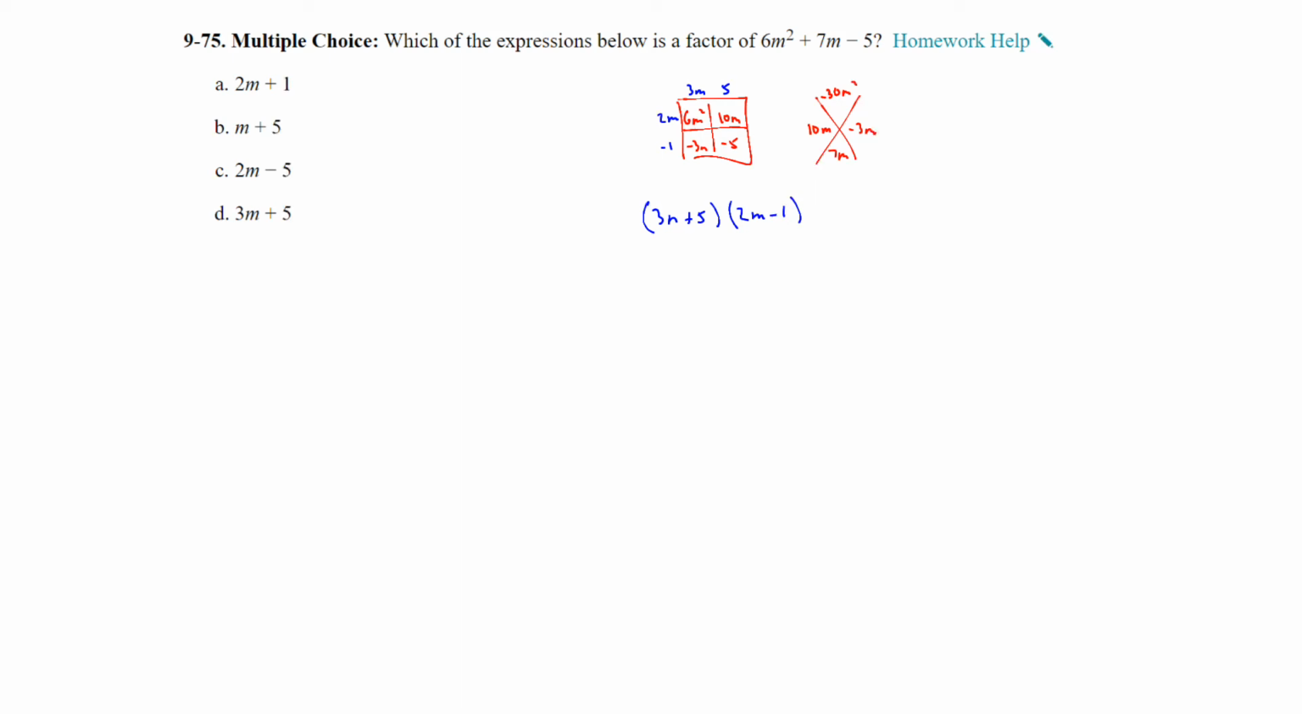So take a look at our choices here. 2m plus 1, that's not correct. m plus 5, that is not correct. 2m minus 5, nope. And then the last one, 3m plus 5. As you can see, that's our first factor we wrote down right here. So that's the one that represents a factor of the polynomial 6m squared plus 7m minus 5.